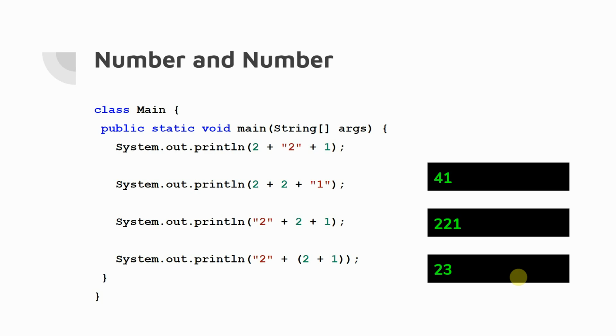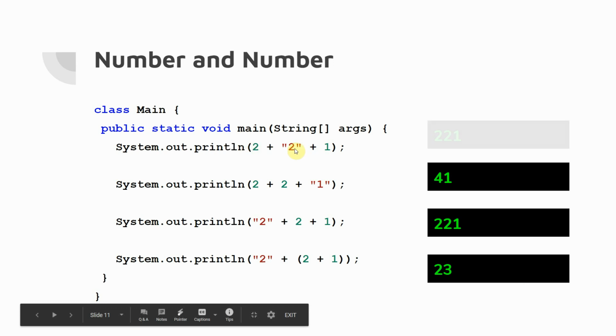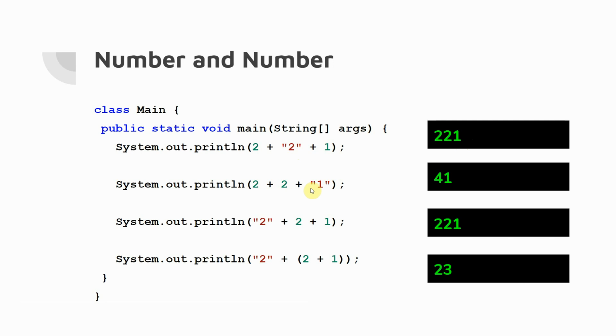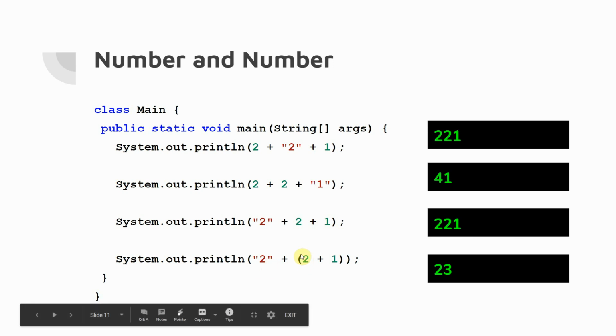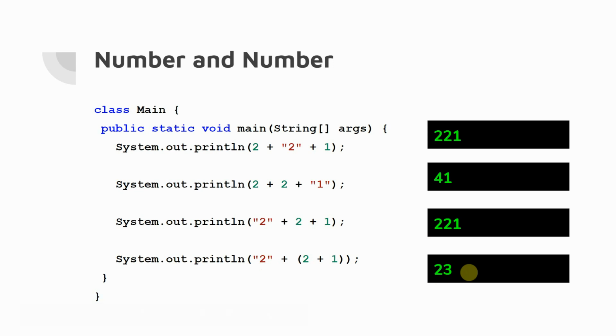So if we look at these examples, this "2" plus 2 plus 1 will result in 221, and if we print this one, 2 plus 2 and "1", this is 41. And here if we look at 2 plus 2 plus 1, it's 221. What about this one? Here we can see an extra bracket and it's 23. Can you guess the output, how or why this is happening? No worries, we'll talk about this.